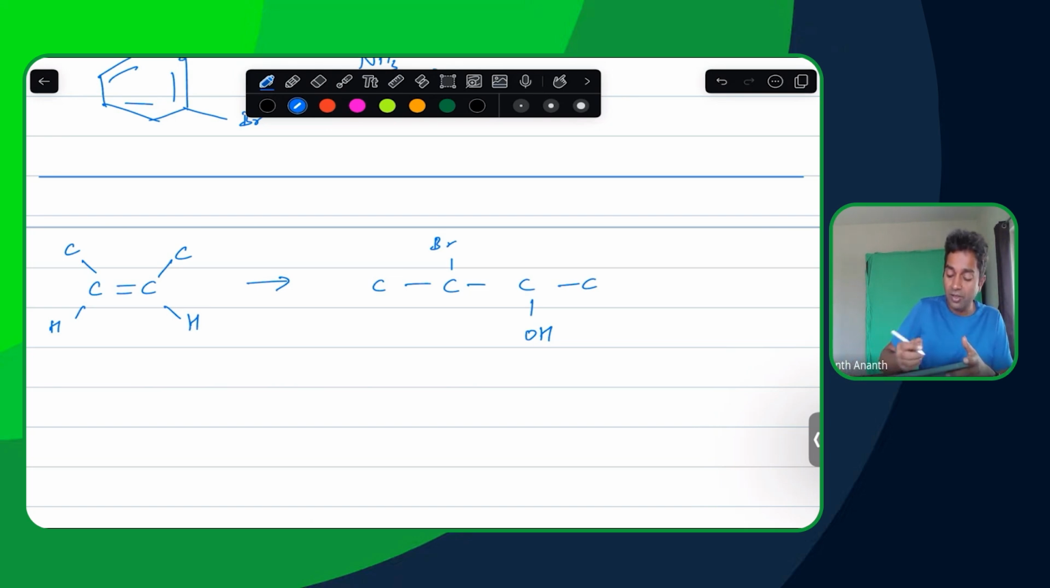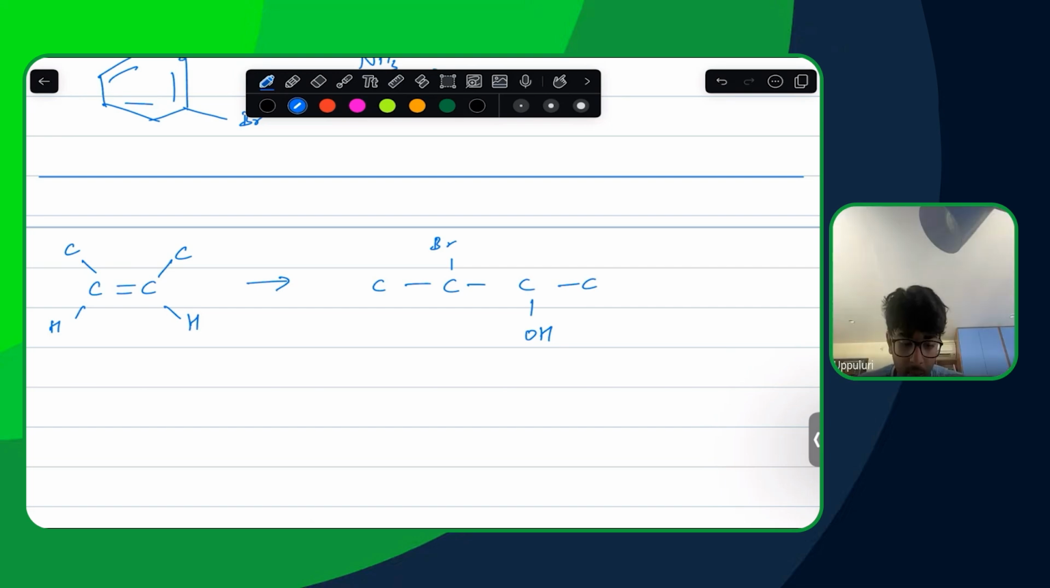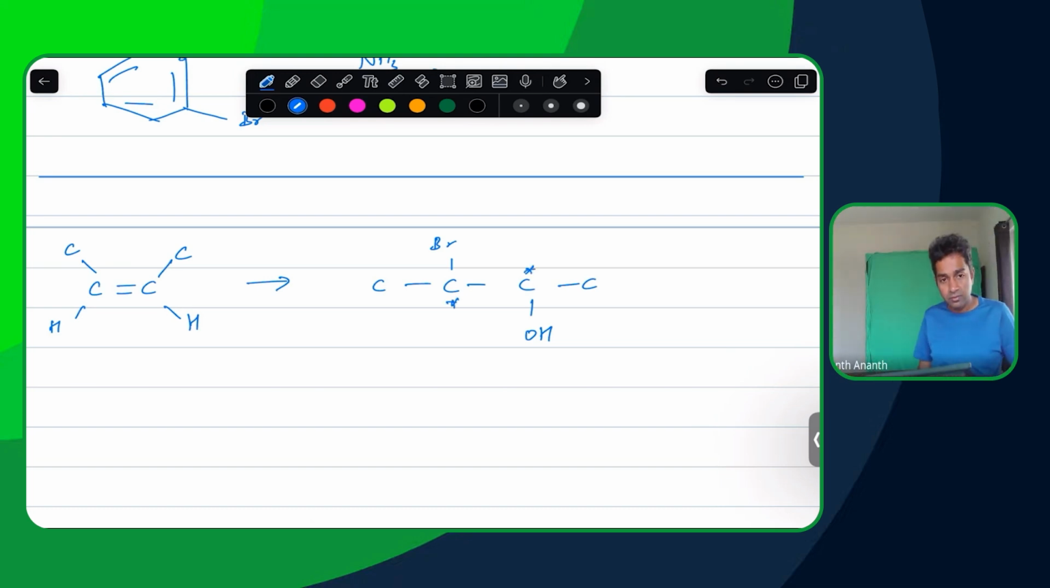So if I'm going to be having bromine water attacking here, what will be the products formed here? Do these two locations become chiral? Yes, sir. So if they become chiral, what are the products formed?